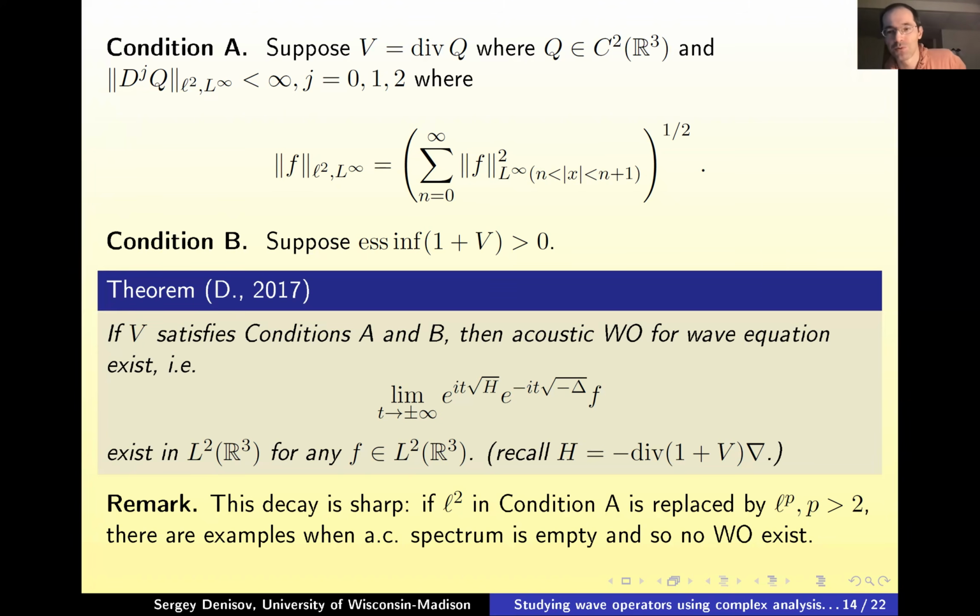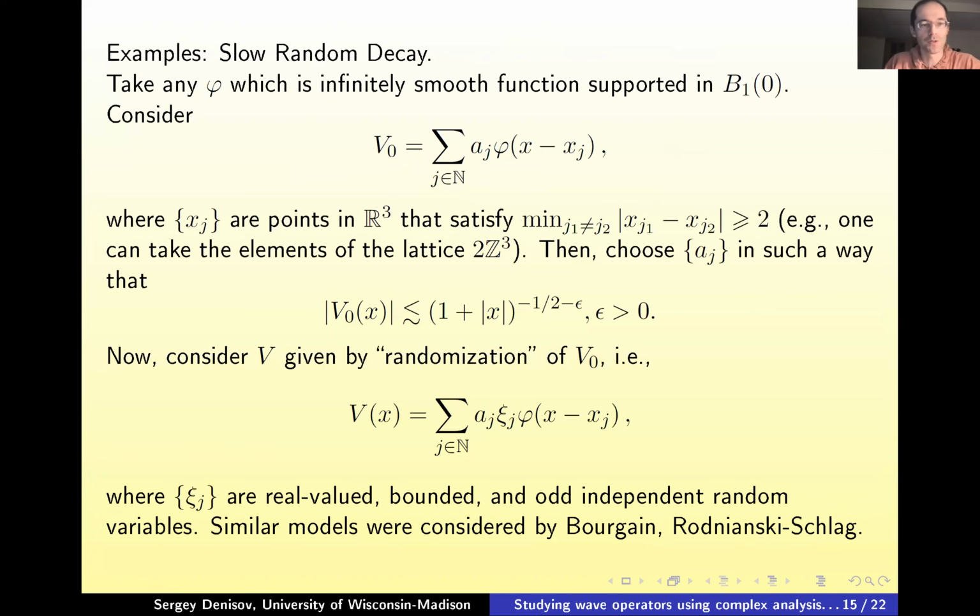Well, you might wonder, do we have some realistic examples of potentials like that? And in fact, there are quite a few. So these are examples with slow and random decay. What you have to do is take some profile like this. So there is no randomization yet. Instead, you take xj's points in R3. You can think about just taking the integer lattice points, and around every single lattice point, you put a small bump phi. Phi is right here.